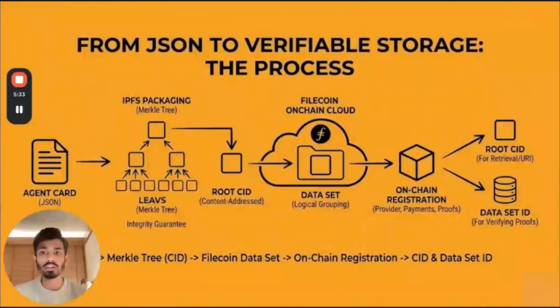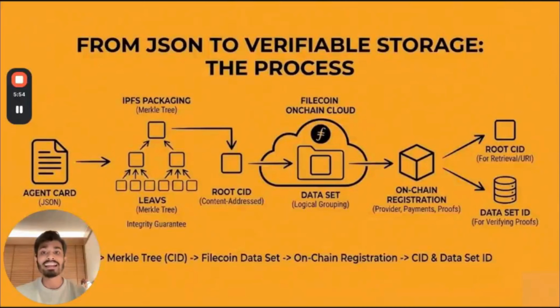So always remember these two values. The CID becomes your token URI for the on-chain registration. The dataset ID is your window to verifying that storage is actually happening. At this point, your agent card exists on decentralized storage and is accessible through any IPFS gateway in the world. But it doesn't have an on-chain identity yet. That's the next piece. The on-chain registration is where ERC-8004 comes in.